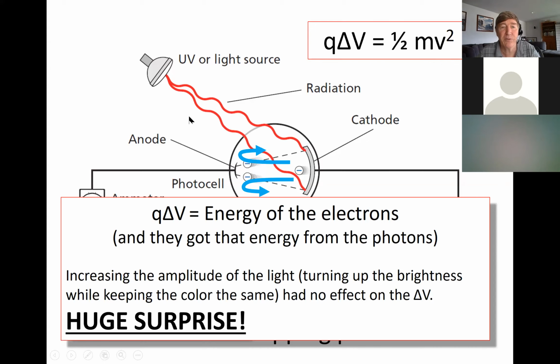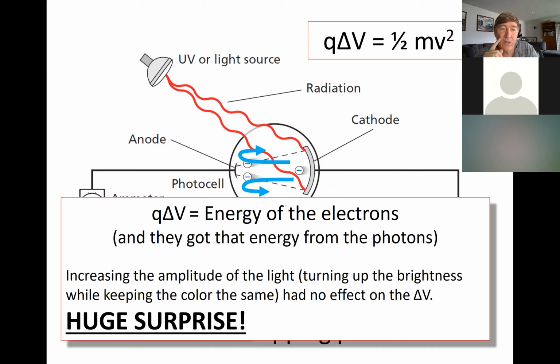So they started off with a really dim red light. They measured the voltage. And then they went to a much brighter red light. And they expected that the electrons would have more energy because brighter light has more energy, right? Duh, right? So they were certain that when they went to a brighter red light, then the electrons would have more energy. The stopping potential would be different than it would with the dim light. But that wasn't what happened.